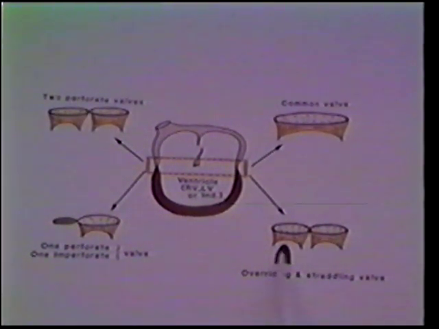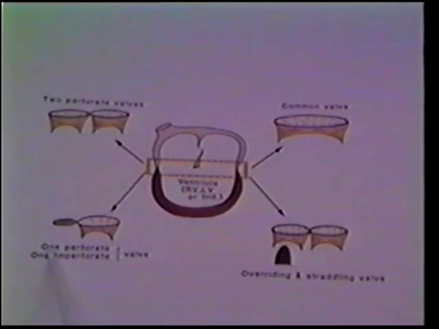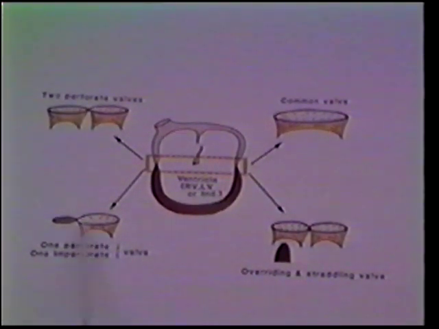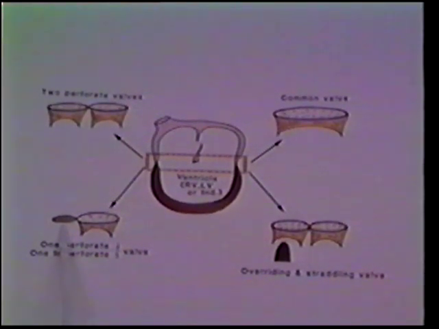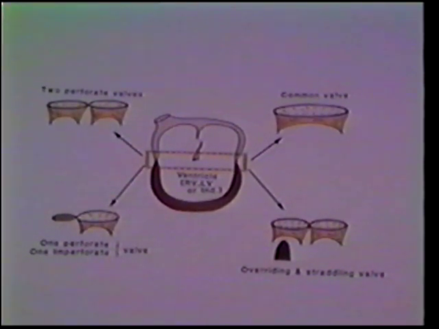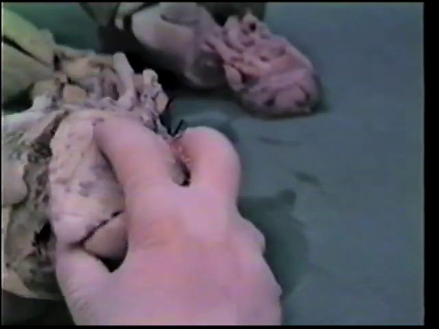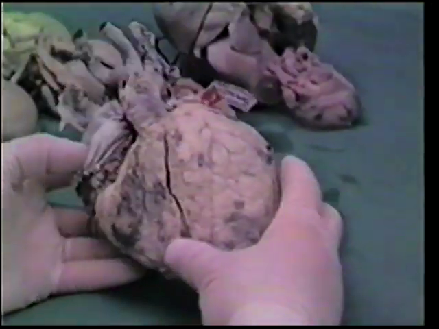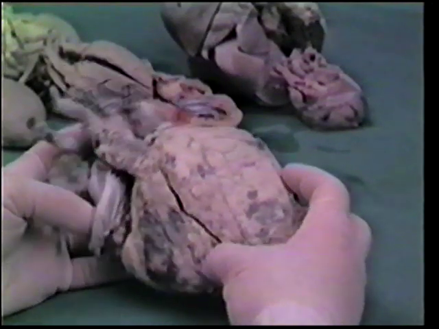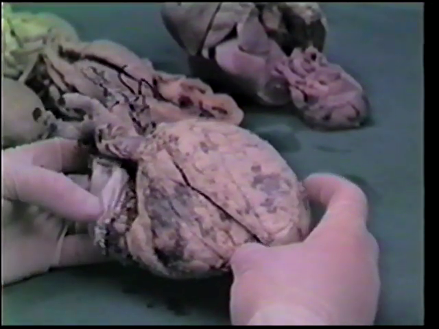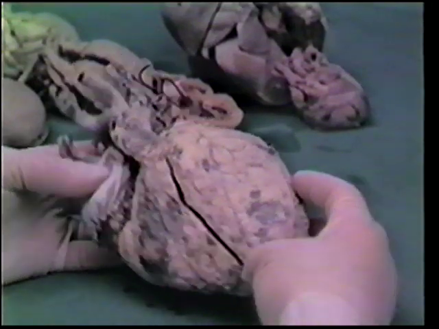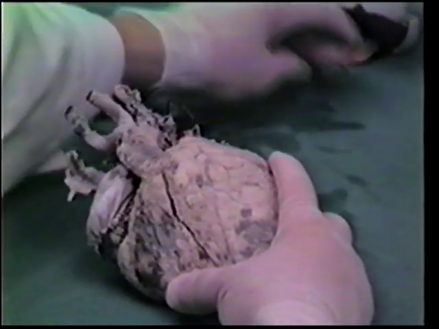overriding and straddling of one of the valves, or we can have one perforate and one imperforate valve, but connecting to the same ventricular chamber. Now the rudimentary right ventricle is always in anterosuperior position in relationship to the dominant left ventricle. And we have a rather larger heart this time.